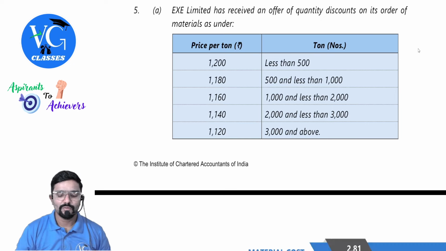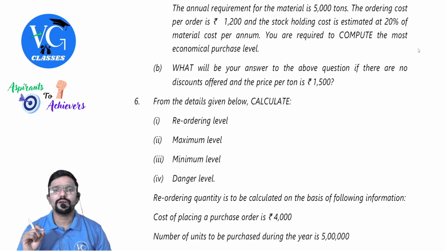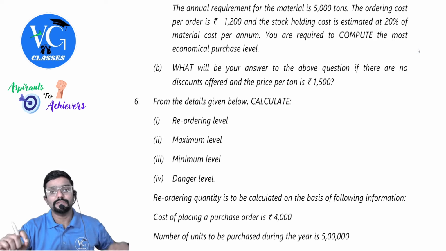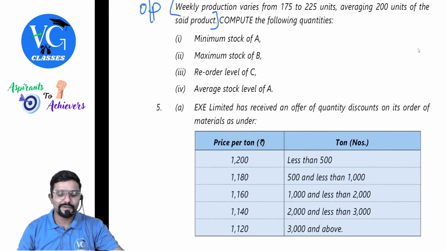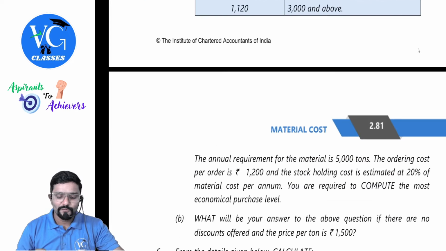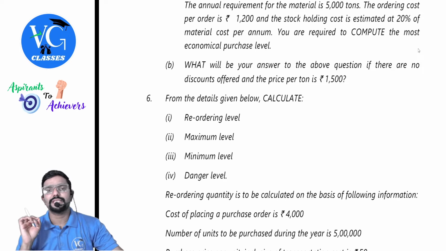Okay, sir. Now, what have they asked? The annual requirement for the material is 5,000 tons. The ordering cost per order is 2,200 and stock holding cost, which is nothing but carrying cost, is estimated at 20% of material cost per annum. Okay, material cost we have seen; it depends on what quantity you purchase. Fine. You are required to compute the most economical purchase level.